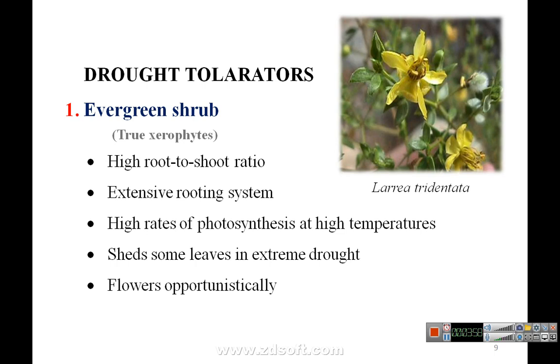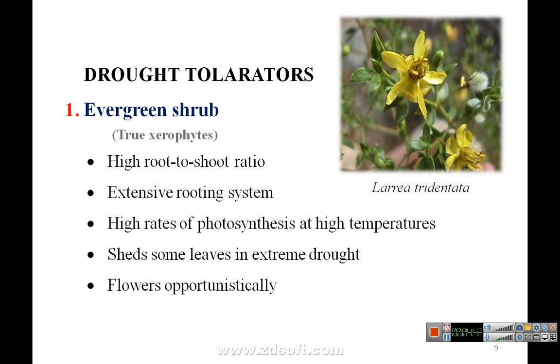As you may know, xerophytes are those which have high root to shoot ratio, extensive rooting system, high rates of photosynthesis at high temperatures, shed some leaves in extreme drought, and flower opportunistically. So there are three types of plants. One are xerophytes, which do not find water. So the evergreen shrubs fall in that category.